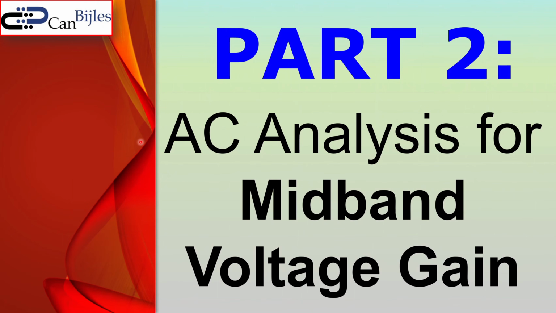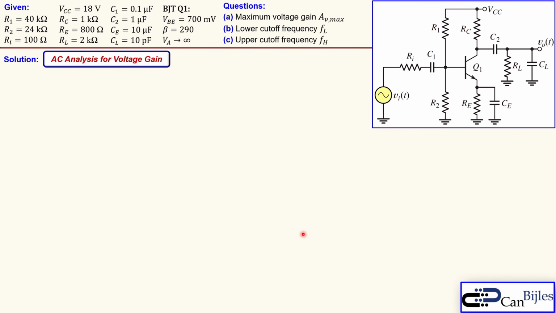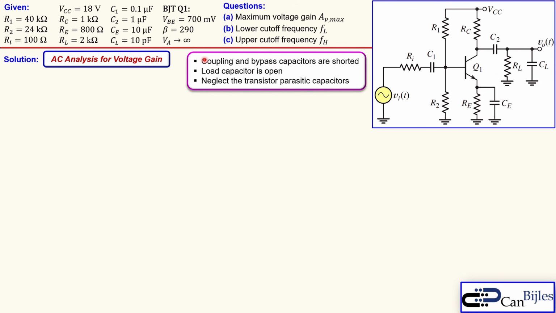Okay, in our part 2 we will look at the AC analysis specifically for the midband voltage gain. Now for that we look at the circuit where all the coupling capacitors and the bypass capacitors are perfectly shorted and our load capacitor is open, because this load capacitor will have an effect in our upper cutoff region. So we do the following. Coupling and the bypass capacitors are perfectly short, so just a wire. Load capacitor is open, and we will also neglect the parasitics of this transistor. We will discuss the parasitics in more detail where we discuss the high frequency cutoff.